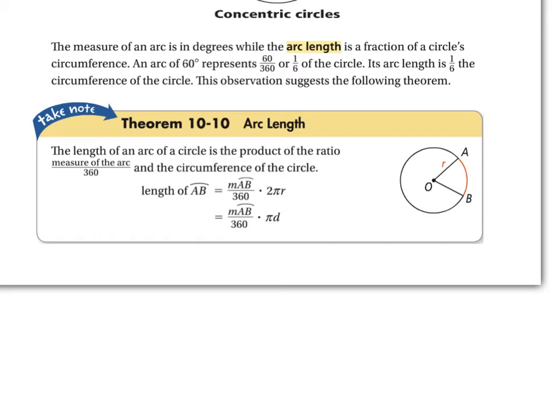So this observation suggests this theorem, and this is where you're using it. The length of an arc, this is the formula you're going to use, and this is on your formula sheet as well. To find the length of arc AB, we're going to take the measure of arc AB in degrees, divide it by 360, and multiply it times the circumference. They do this with both the diameter and an example with the radius. Okay.